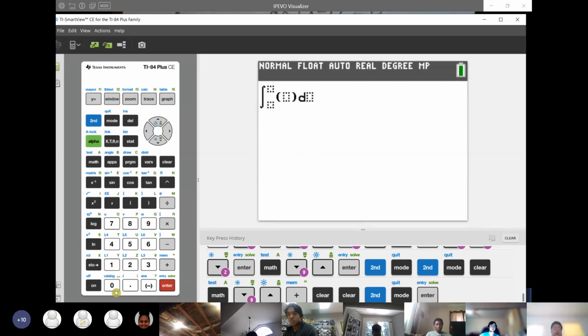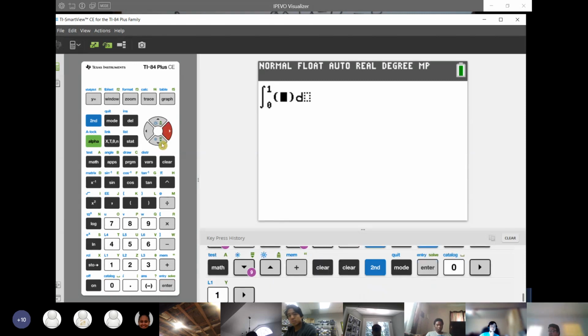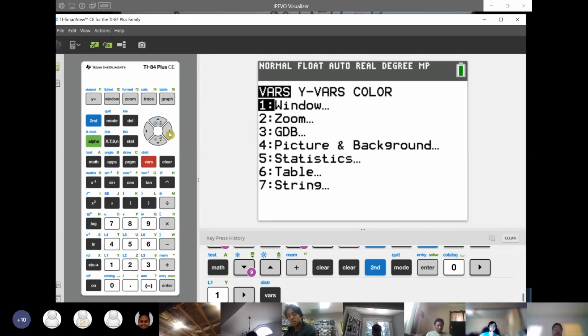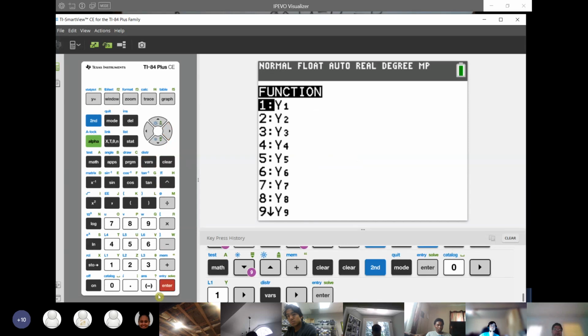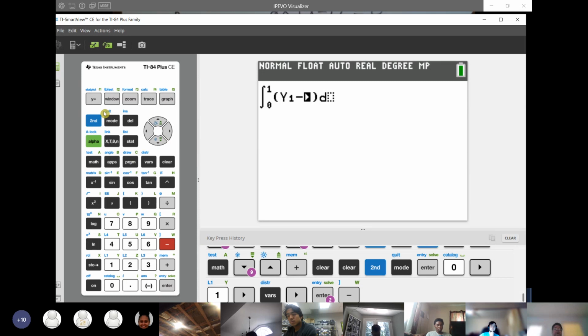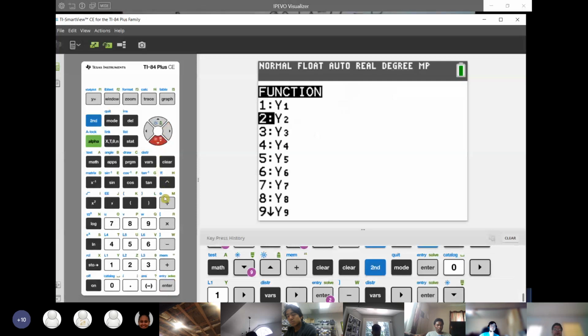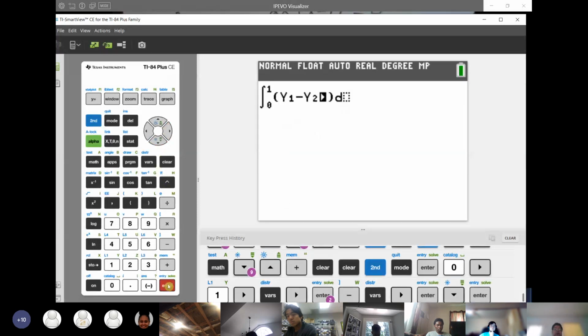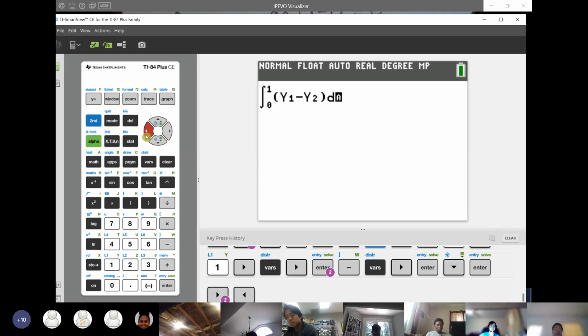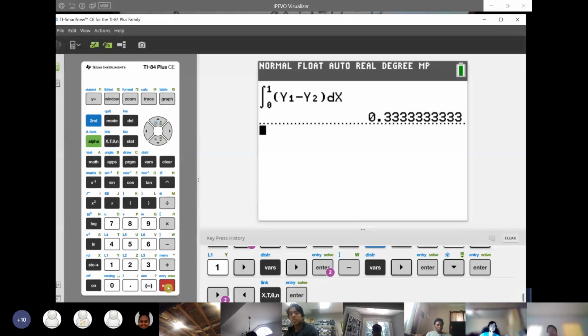All right, 0 to 1. And watch what I do here. I type in y1: go to variables, Y-variables, function, and Y sub 1, and I'm going to subtract Y sub 2: variables, function, and I'm going to subtract the second one, and dx. And we got 0.3333, and that's what they got, 0.3333.